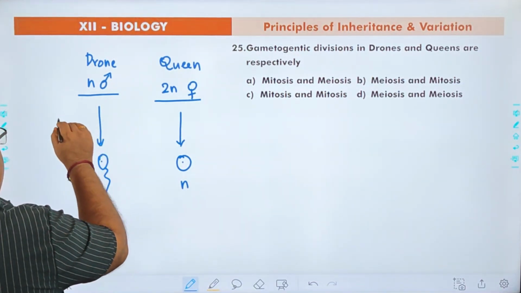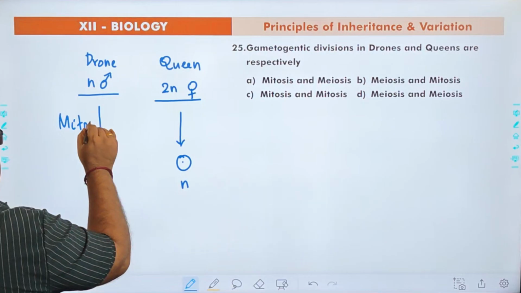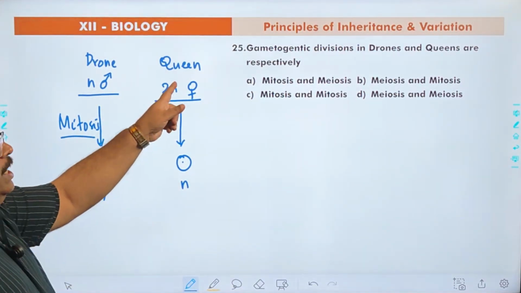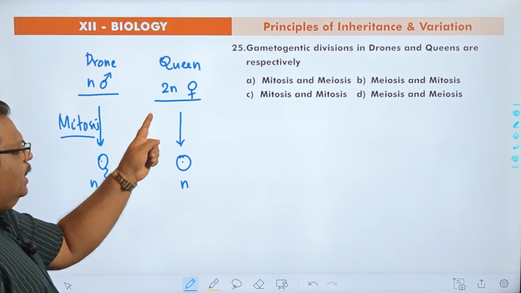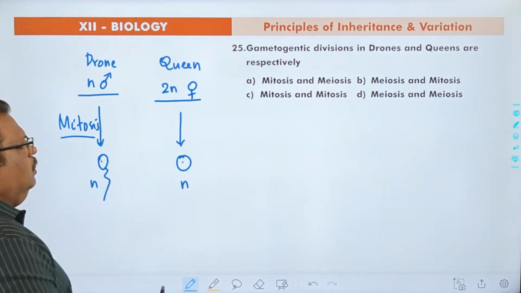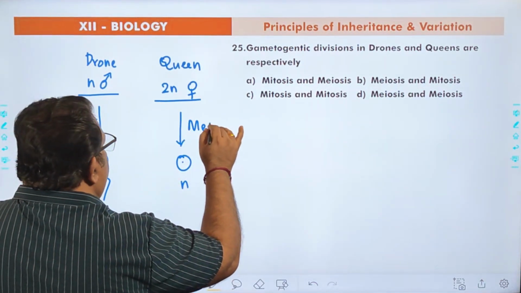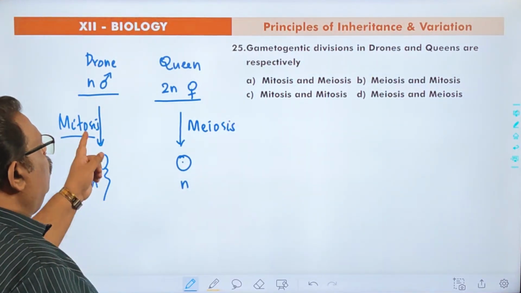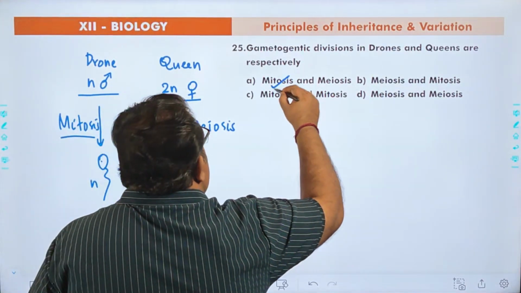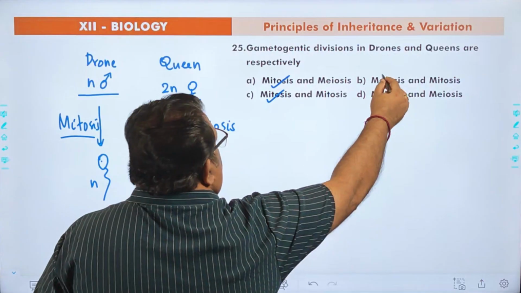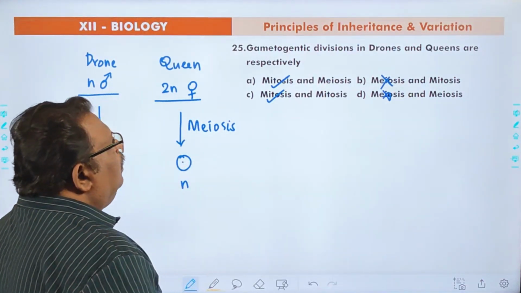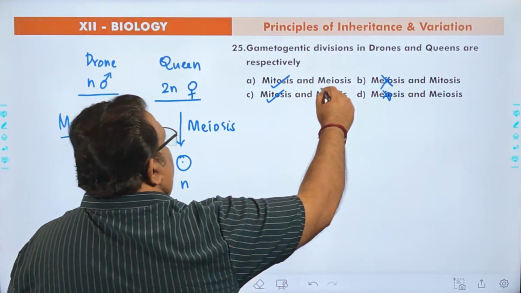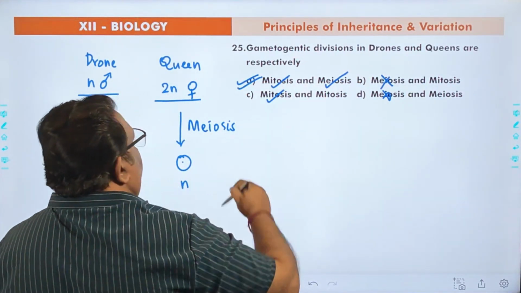So the division will be mitosis. But the queen is diploid. A diploid queen has to produce a haploid ovum, so the division must be reduction division or meiosis. So the gametogenetic division in drone is mitosis, not meiosis, and the gametogenetic division in queen will be meiosis. So the answer is A.